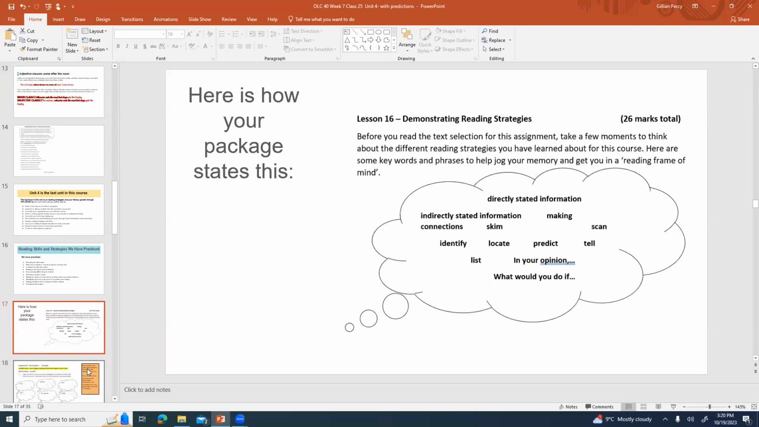So here is how you'll see it in your package. You've got the little cloud. They list some of our skills that we've practiced. This entire lesson, all the assignments, is worth about 26 marks total. We're good there.